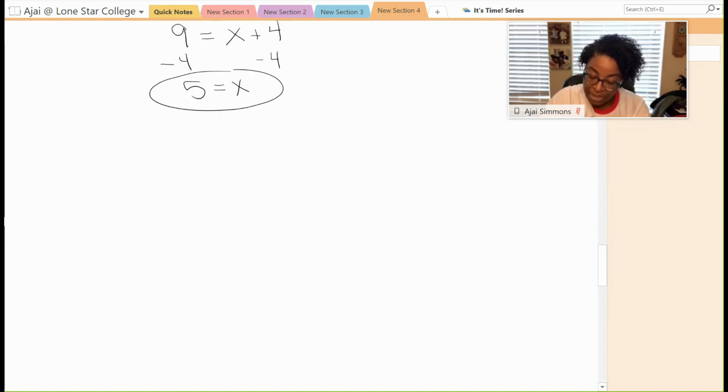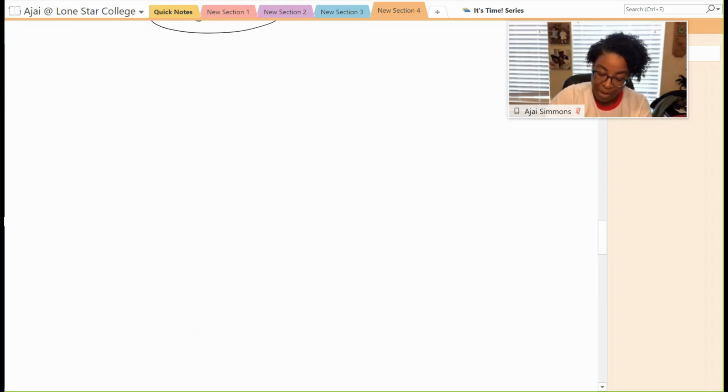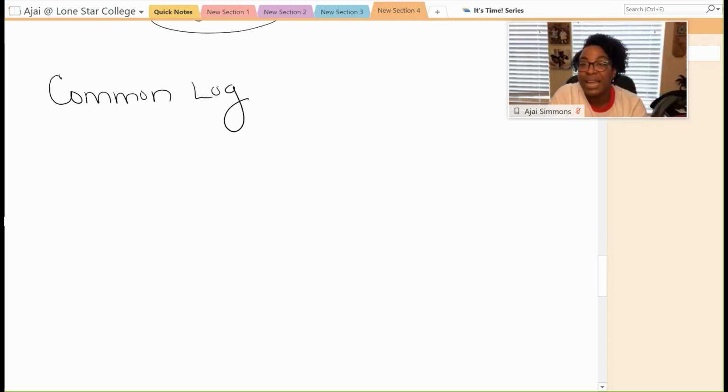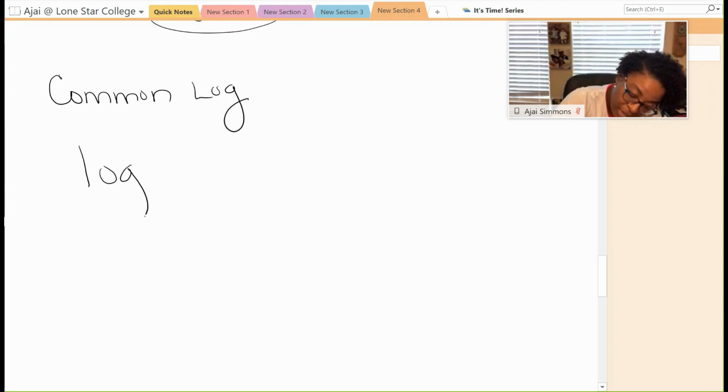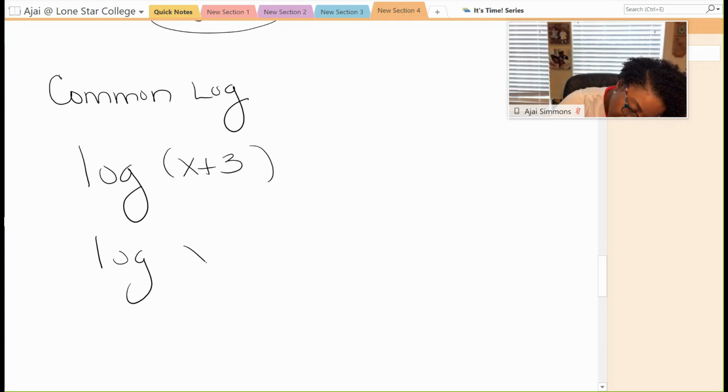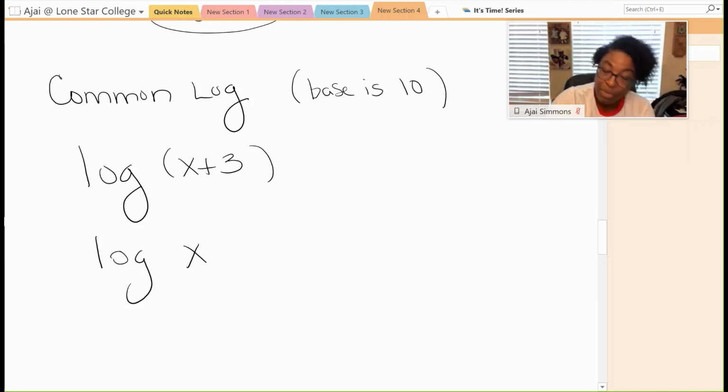Okay, now this will be the last thing I'm talking about, and this is the common log and the natural log. So, common log: if you ever see a log that doesn't have a base, and you saw me do that a couple of times in these problems, like this right here doesn't have a base on it, right? If I see log x, this doesn't have a base on it. If you don't see anything there, then the base is going to be 10, okay?